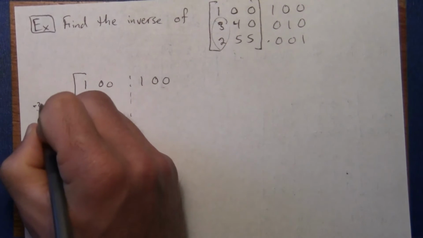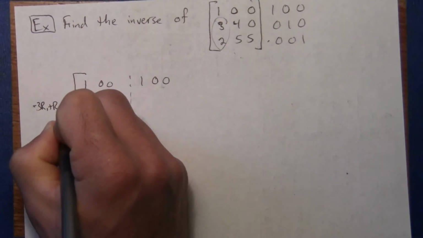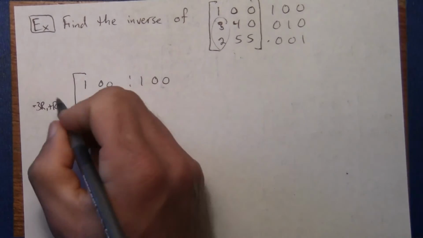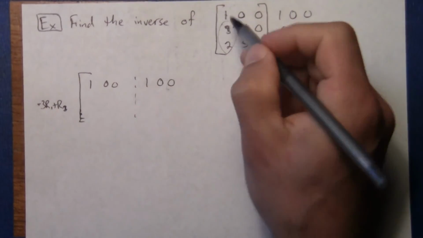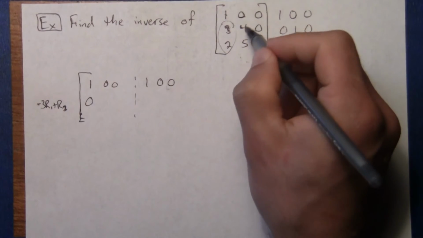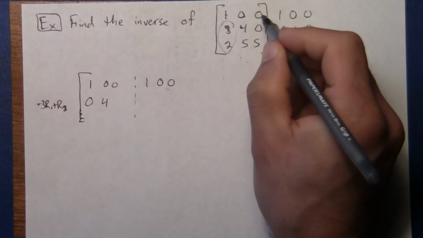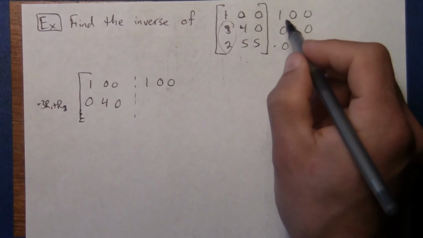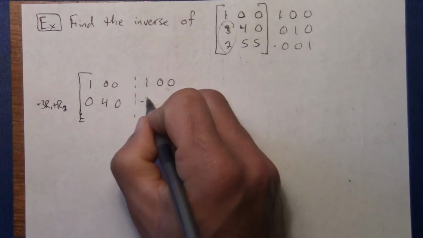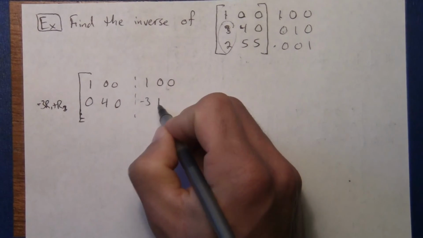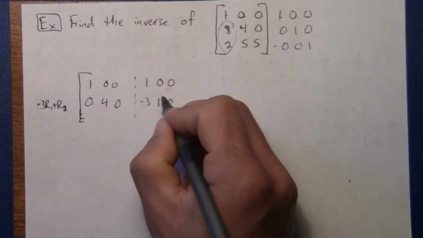Looks like I will multiply by negative 3 and add it to the second row to get that 3 to cancel. So negative 3 plus 3 will give me 0. 0 plus 4 will give me 4. 0 plus 0 still gives me 0. That would be negative 3 plus 0, or negative 3. 0 plus 1, and 0 plus 0.